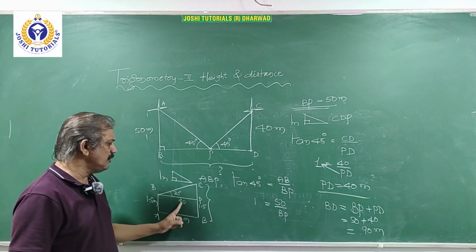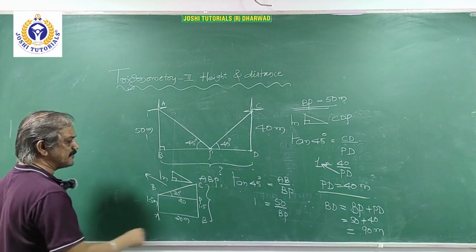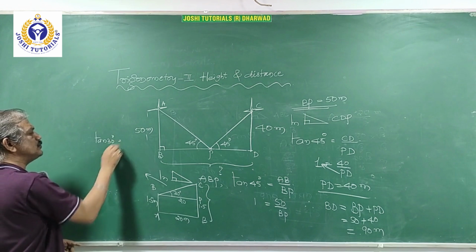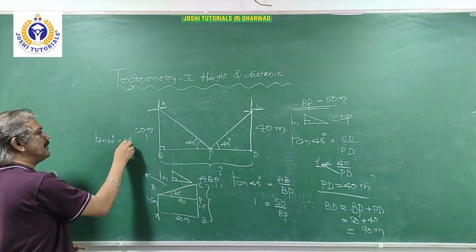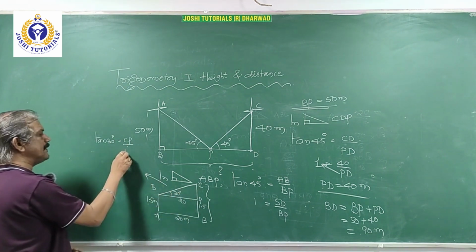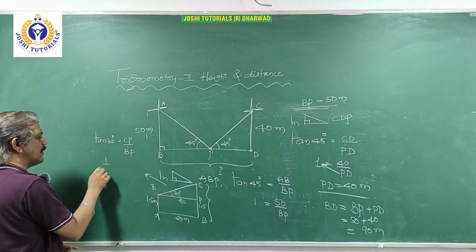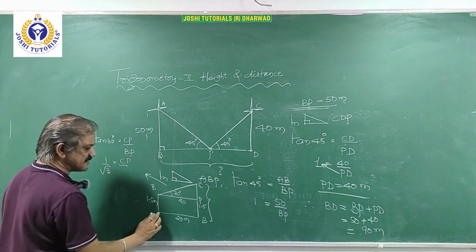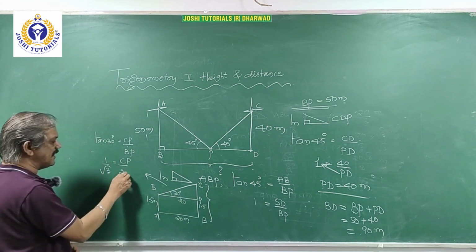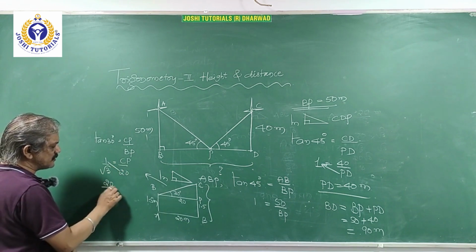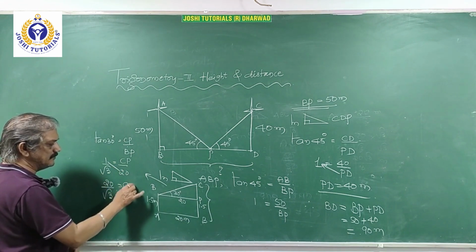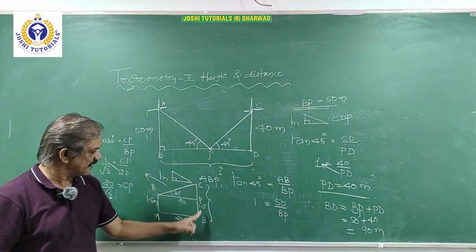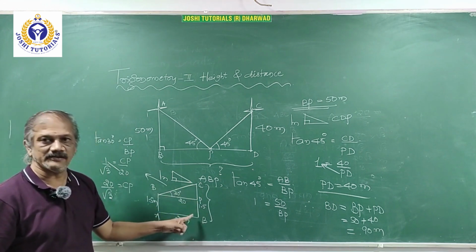Then opposite upon adjacent. For this one, tan 30 is equal to opposite CP divided by BP. Tan 30 is 1 by root 3. CP I don't know. BP is the same as AB, which is 20. By cross multiplication, 20 by root 3. Then 20 by root 3 plus 1.5. You will get the answer for the height of the building.